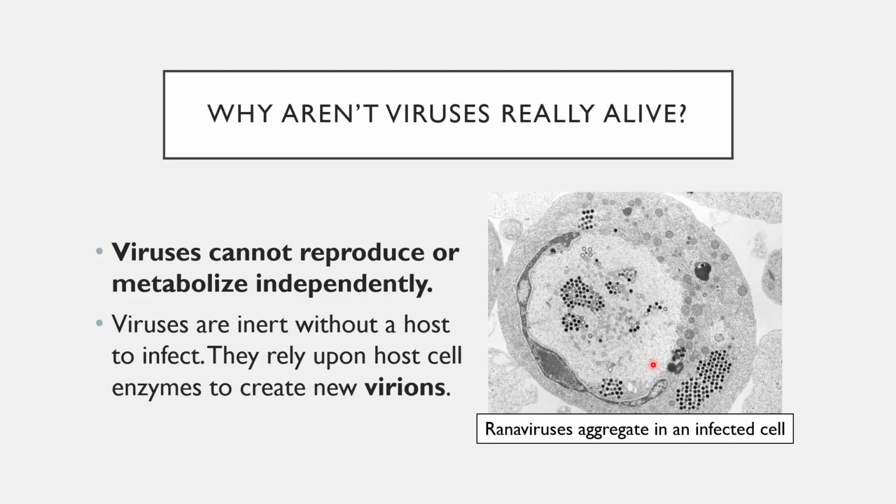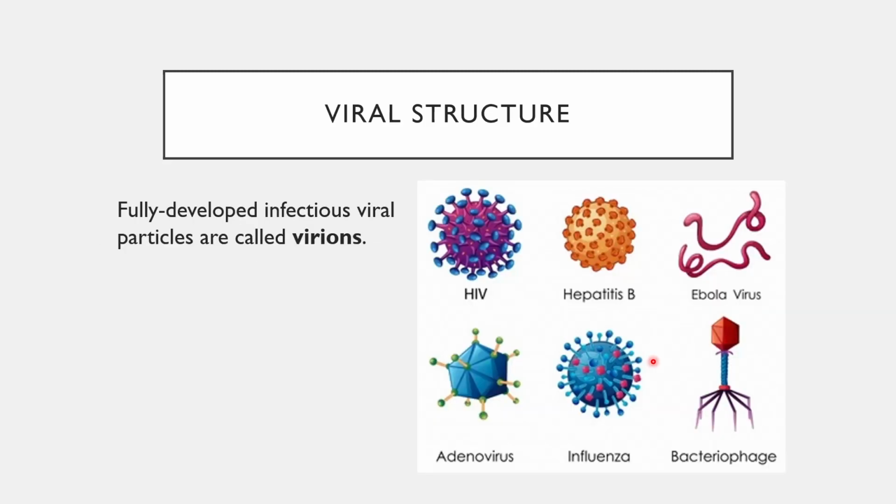But before we can talk about their reproduction and their life cycle, we need to talk a little bit more about their structure. As we mentioned on the previous slide, the term that we use to describe a fully developed infectious viral particle is called a virion. As you can see, the structure of a virion can differ quite a bit from virus to virus. Here we see a variety of viruses: HIV, hepatitis B, Ebola, adenovirus, influenza, and bacteriophages.